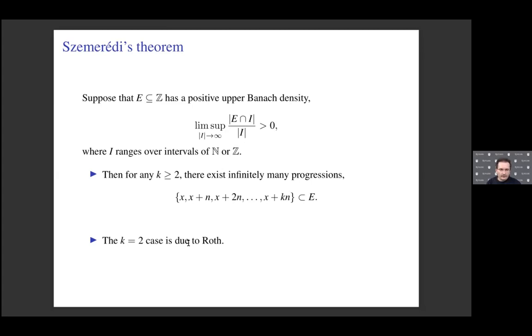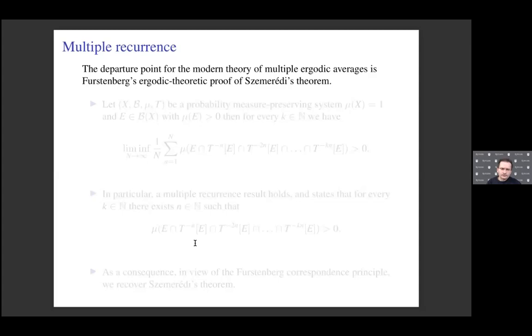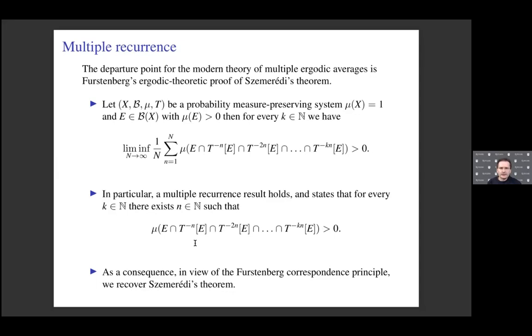So now this is the motivation to study the multilinear averaging operators. But before I do this, let me mention the result of Furstenberg, who reproved the Szemerédi theorem using ergodic tools. And he was able to establish the multiple analog of the Poincaré recurrence theorem.